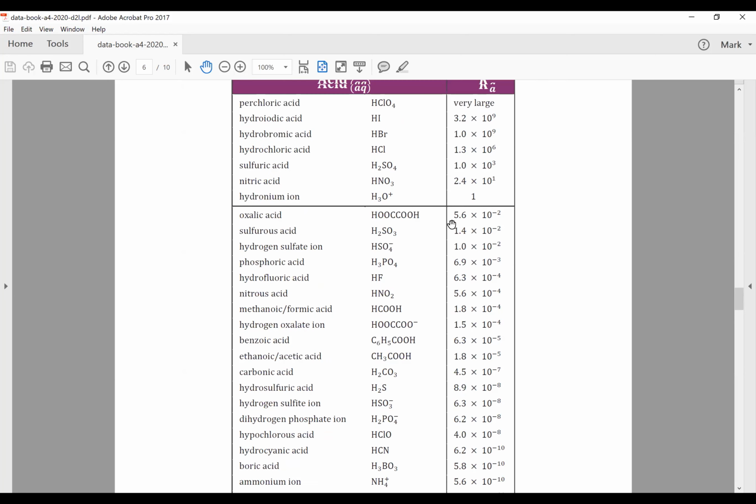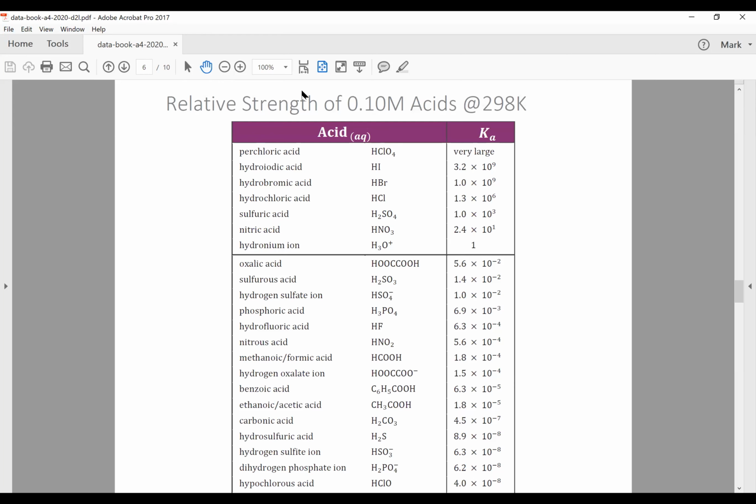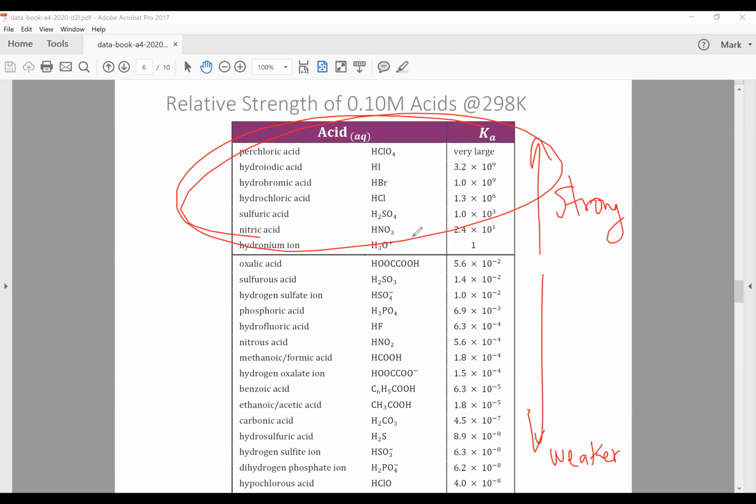So the question is saying which of these acids, and I know you can't see the question right now, are strong. Well, that's easy. The stronger acids in your data booklet are at the top, and the weaker ones are at the bottom. It's organized in that direction: strong is at the top, weak is at the bottom. So when I'm trying to find a strong acid, it has to be in the top of this list. And there's even a little line here to separate it.